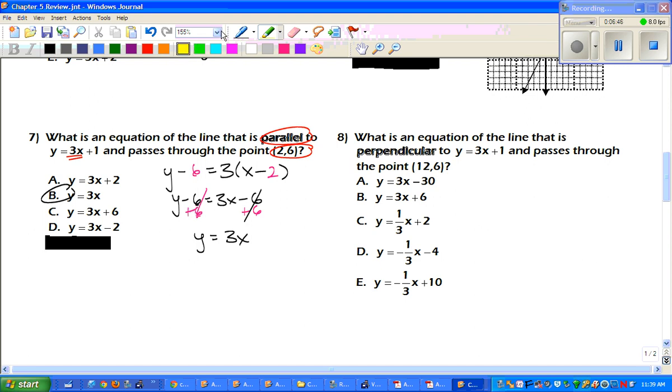All right, number 8. What is an equation of a line that is perpendicular to 3x plus 1 and passes through (12, 6)? So perpendicular, that means I want the opposite reciprocal. So that's positive, so our slope is going to be negative, and the reciprocal is -1/3. So let's start by getting rid of some of the wrong slopes, and now we're just down to 2 answers. Okay?